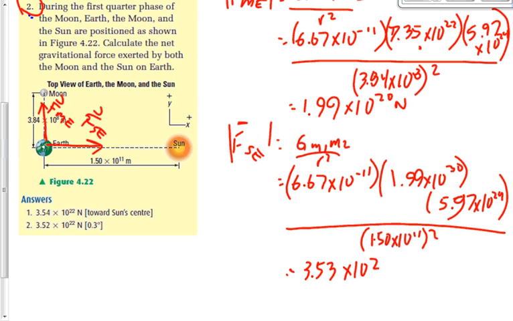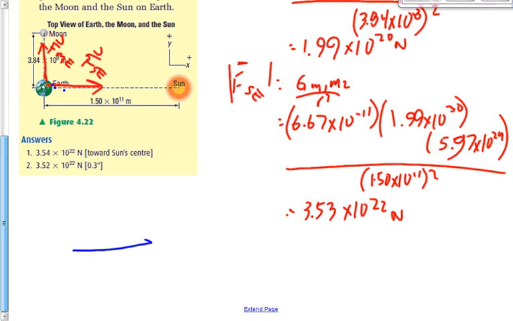3.53 times 10 to the 22 newtons. Now, this is where a few people that came up to ask me questions as you were working on this had some trouble. We get both of those forces. That's great. How do we combine them? Draw a diagram. Not a free body diagram. We already have that. Let's draw a vector diagram.